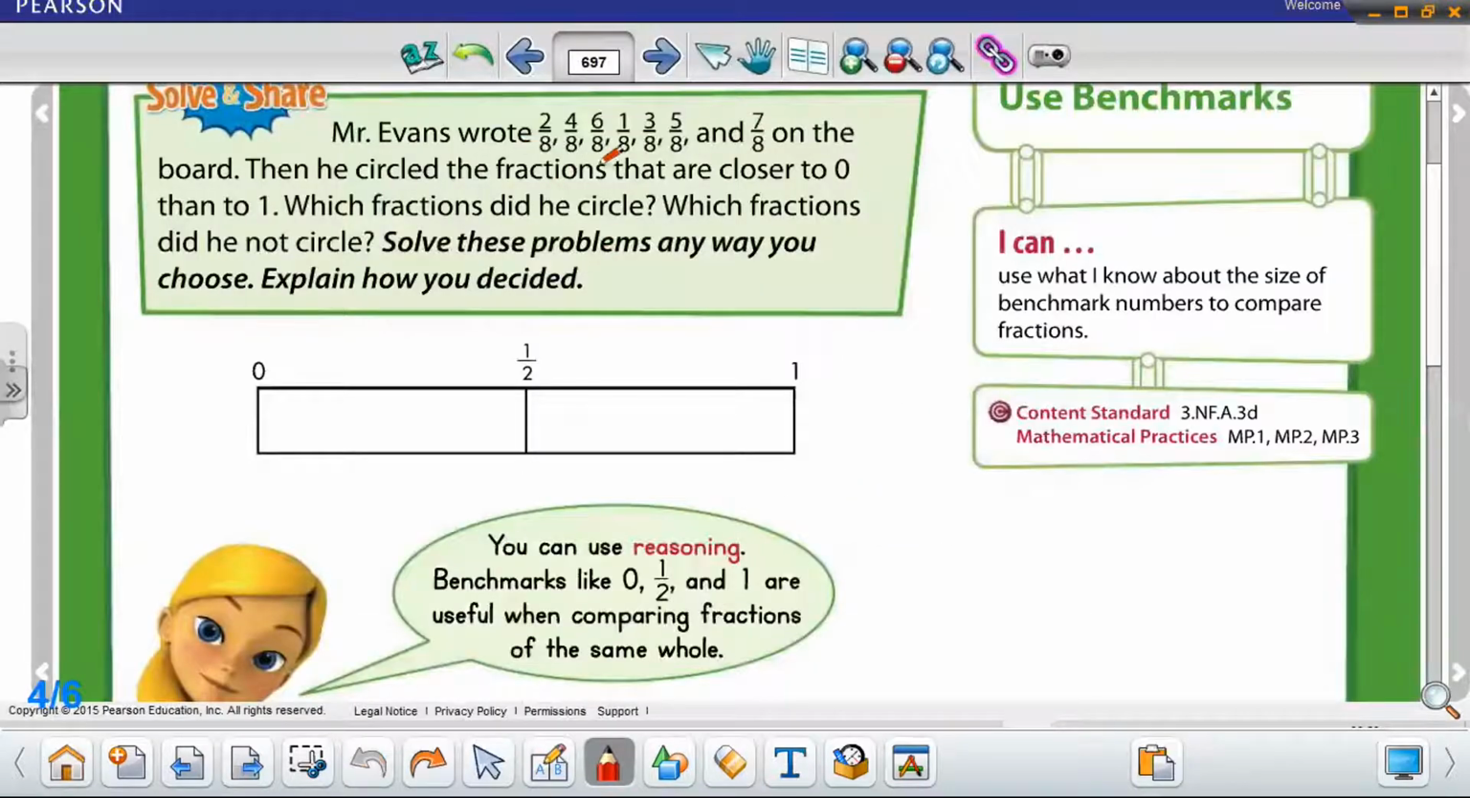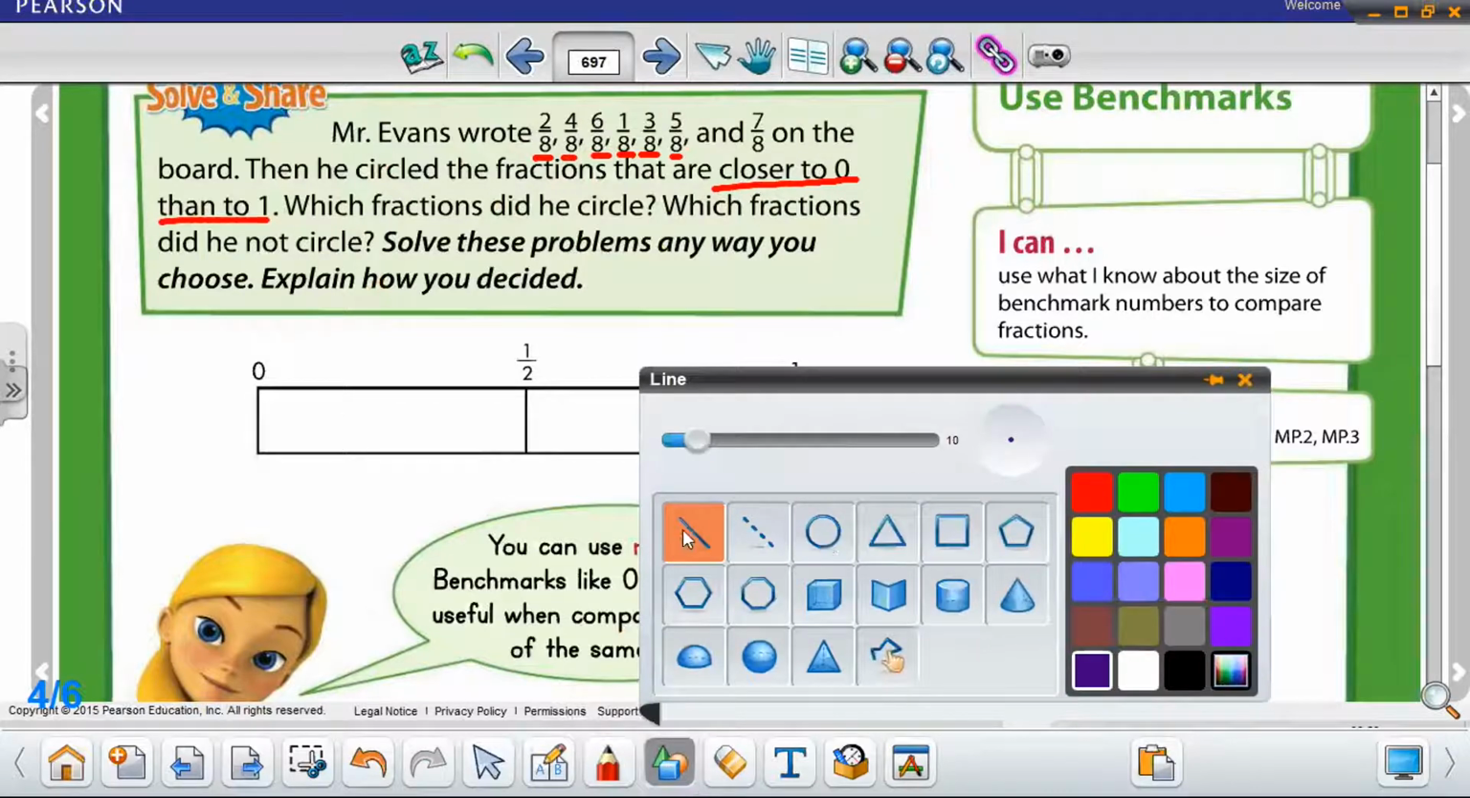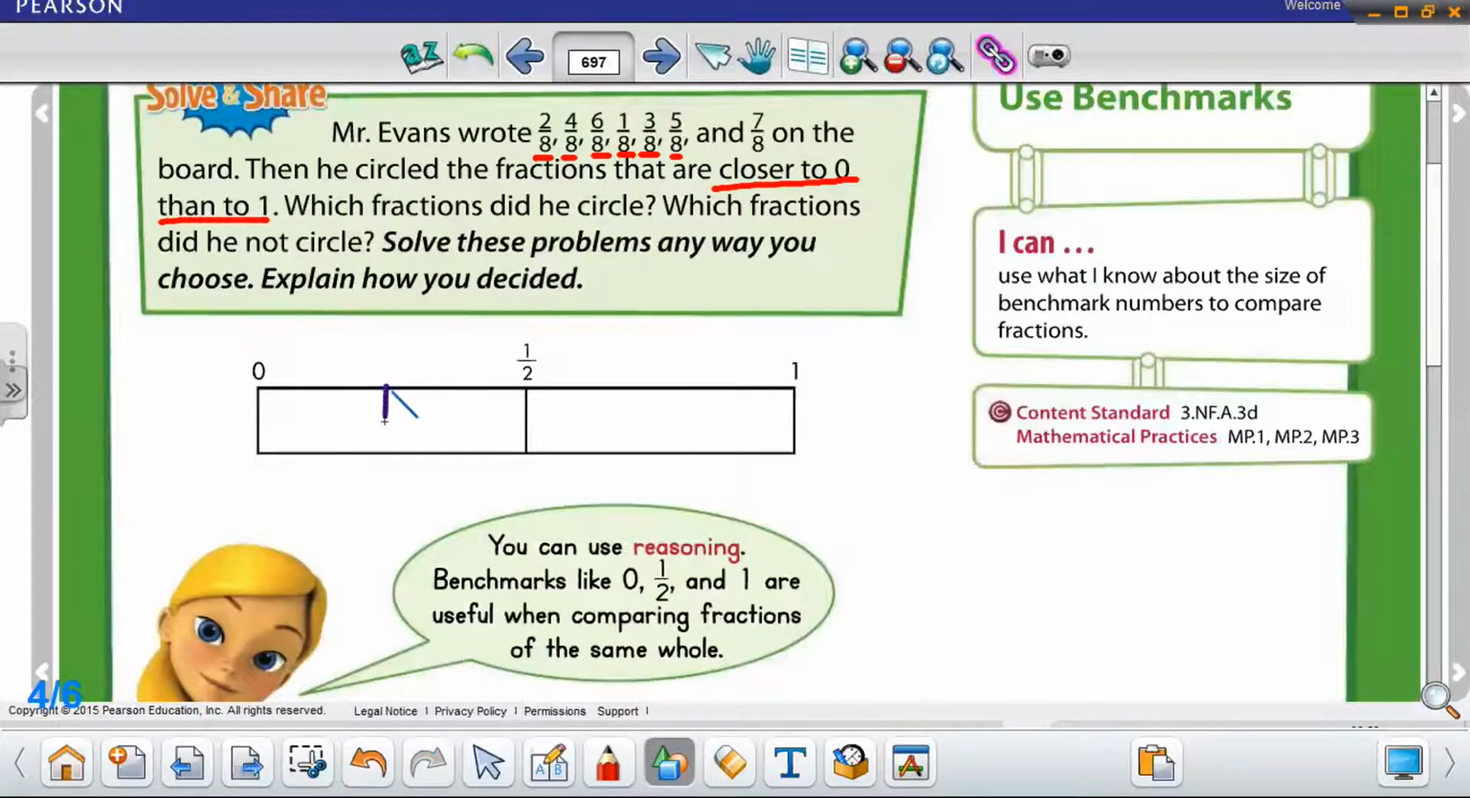Now we have a question on page 697. We have to order these fractions, or represent them on this bar, and see which of these fractions are closer to 0 than 1. So I need to represent them here first. I have to draw 8 pieces. So let's draw 8 pieces. Now we have 8 pieces. Let's write the value of each one.